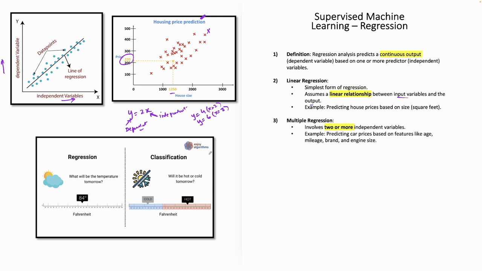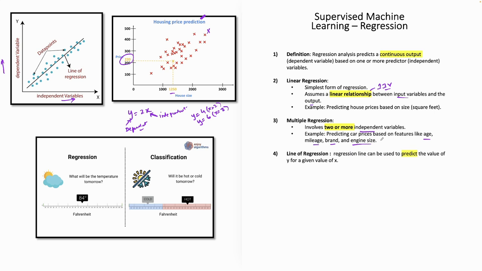Then we talk about multiple regression. Now remember, in linear regression you have only one independent variable, but multiple regression involves two or more independent variables, right? So let's say you have to predict the car price based on features like age, mileage, brand, engine size. There are a lot of other features being added to it. That's why we call it multiple regression, which involves two or more independent variables.